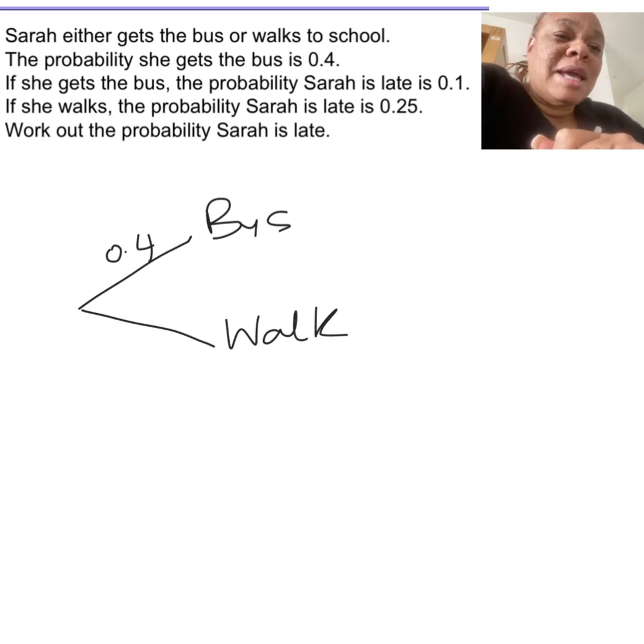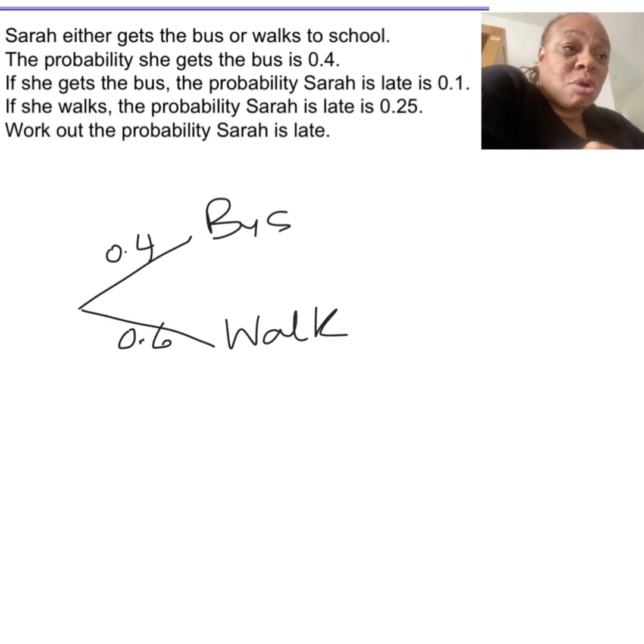If the probability that she gets the bus is 0.4, then it means that the probability that she walks to school is 0.6. There are only two outcomes, and both outcomes should add up to 1, okay? Then, now, if she gets the bus, so let's deal with the bus.